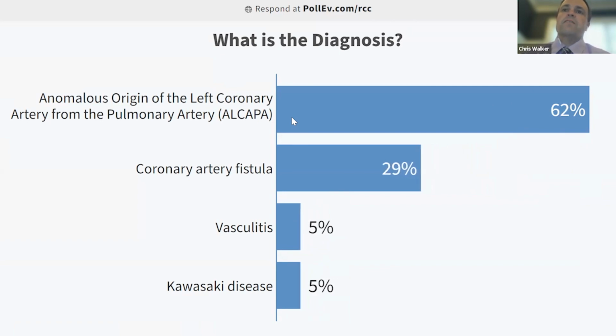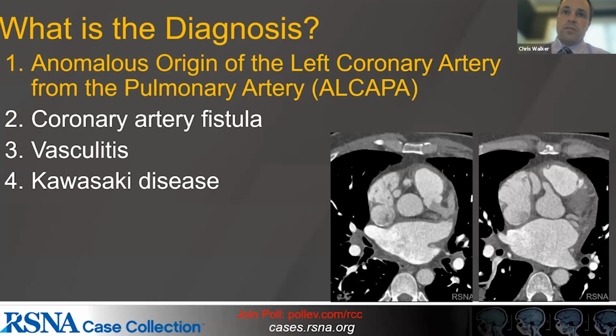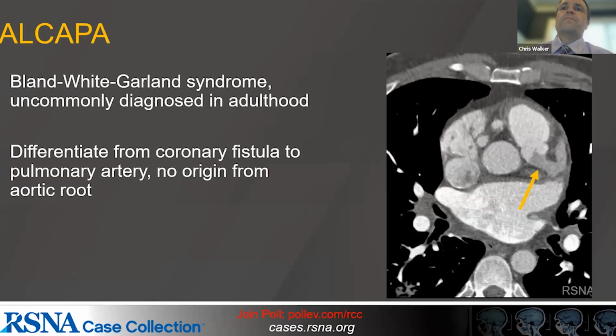And let's go to the next slide. So this is a case of ALCAPA, or anomalous origin of the left coronary artery from the pulmonary artery. And let's go to the next slide. And this is really important to differentiate this disease from a coronary fistula to the pulmonary artery.